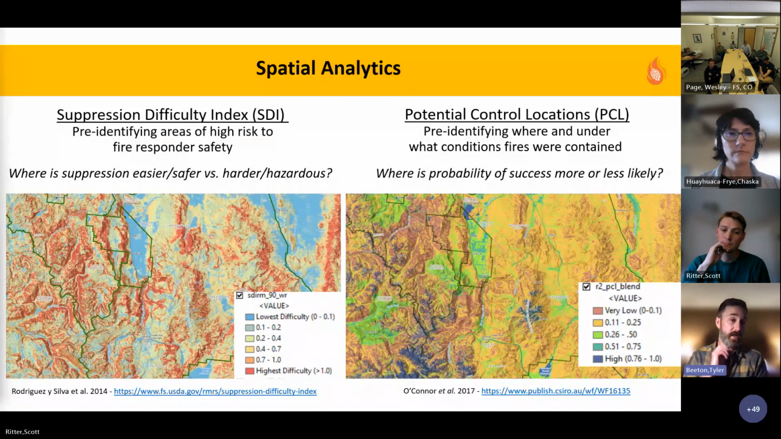So the figure on the left is showing you those cooler colors are those areas where it's easier or safer to contain a fire or to suppress a fire, whereas those in red are much harder and more hazardous to firefighters. The figure on the right is called the potential control locations analysis. This is an empirical model, so it's based on past observations of not only where a fire has stopped in the past, but what has contributed to it stopping in the past. So the final product, or final map that you get, is a surface showing you the probability of success of containing a fire at a particular place in a landscape.